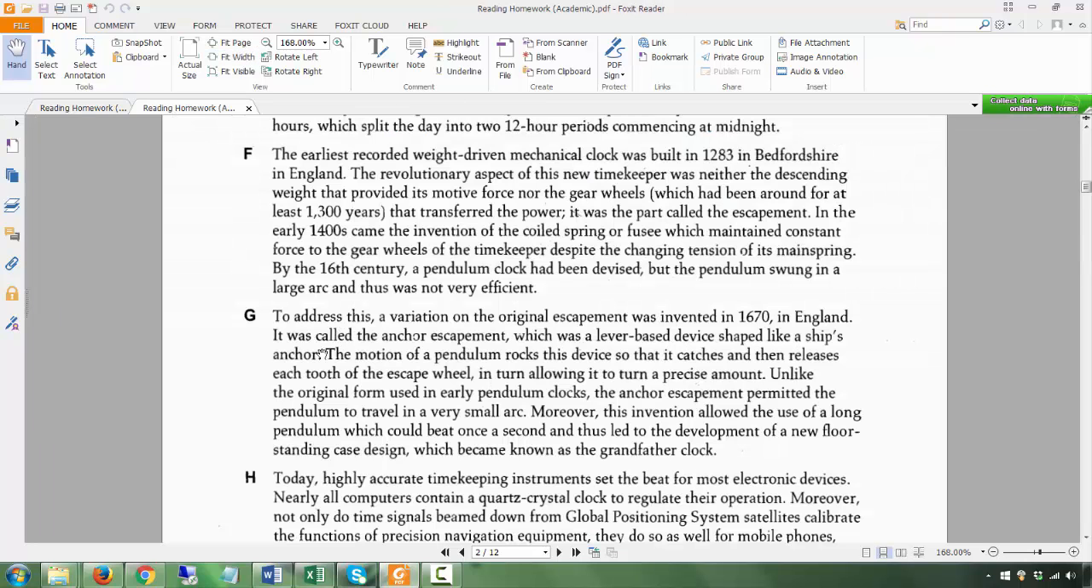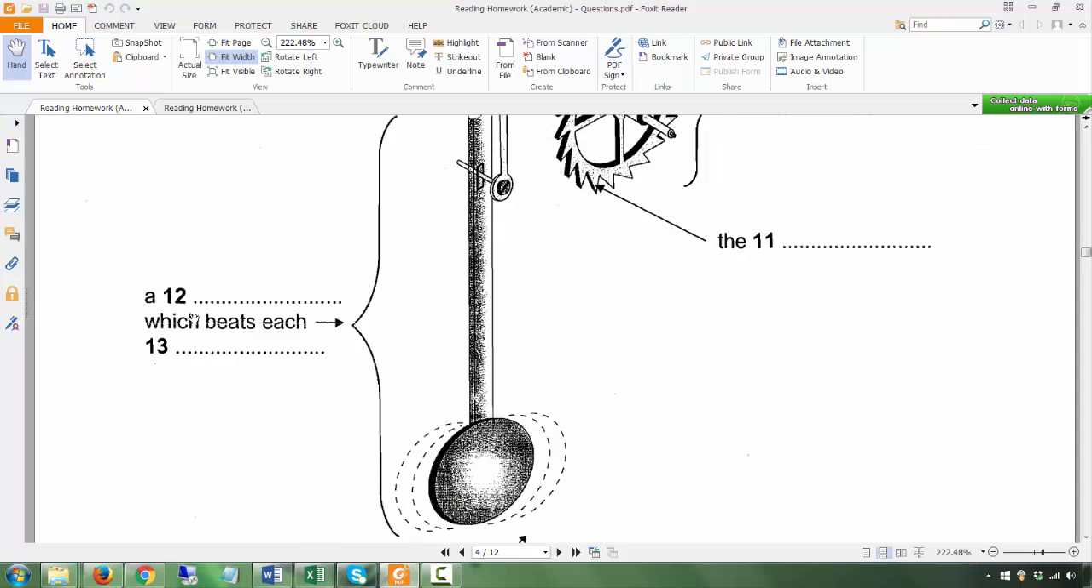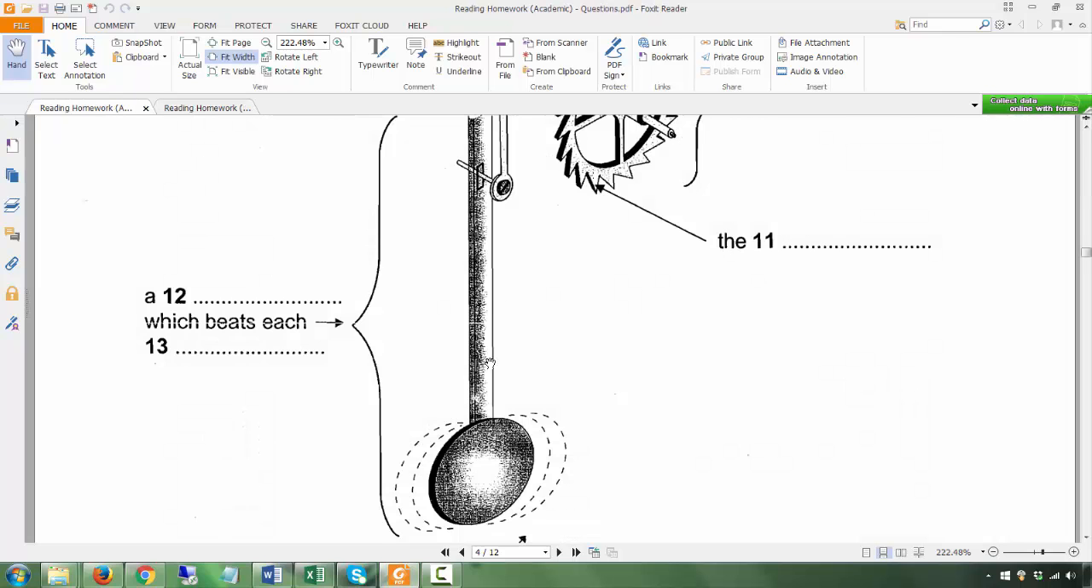Okay, so just based on these few sentences, you have 3 answers already. Tooth, escape wheel. Okay, so you should understand that this is a tooth. I mean, not a tooth in the sense that you're, in your mouth, but this is what you would still call it. Right? So you have 12 and 13. A what which beats each what? So this is describing something that comes all the way here.